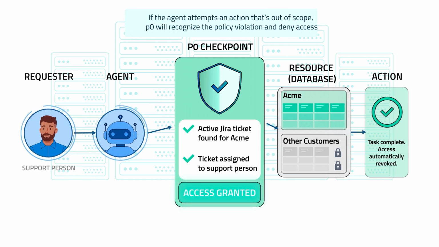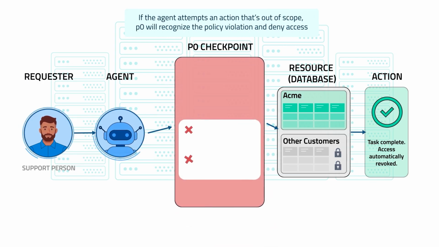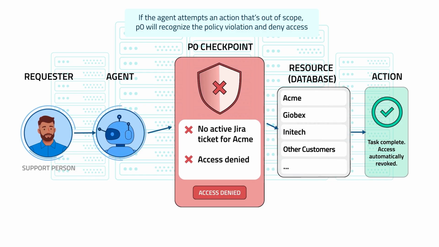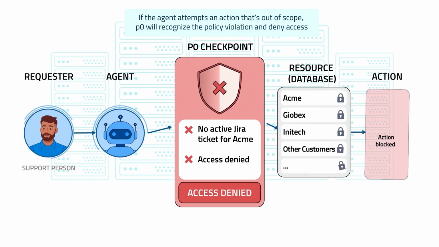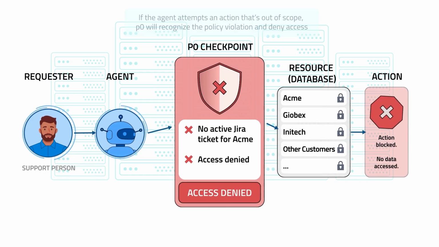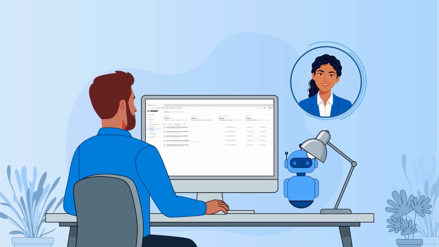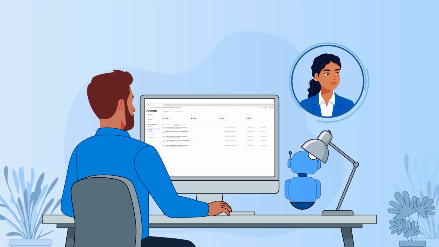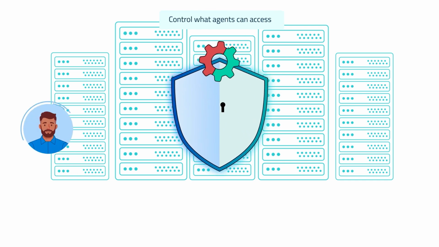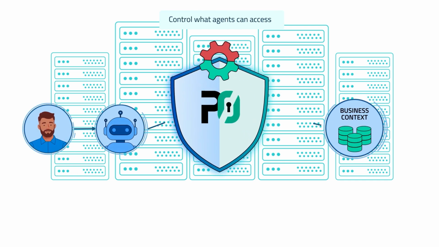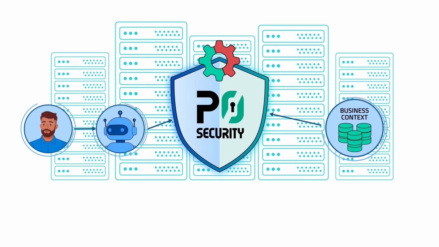The support person then tries to query another account, but P0 recognizes the policy violation and denies access before the query can run. The agent offers to escalate for human-in-the-loop approval. This simple policy example enables powerful real-time and runtime control.